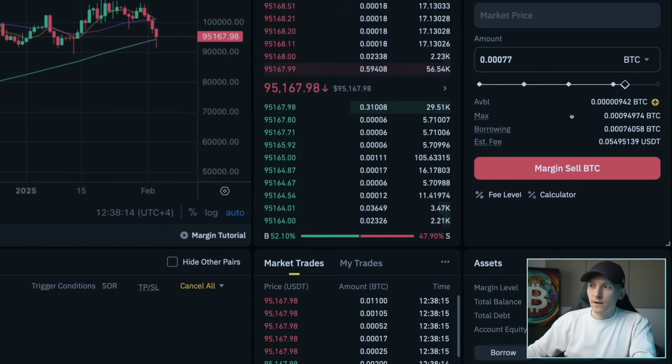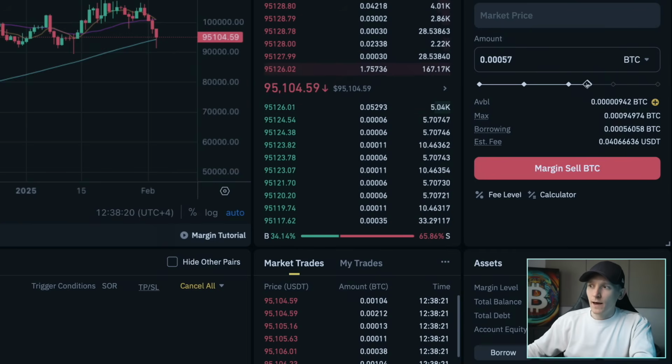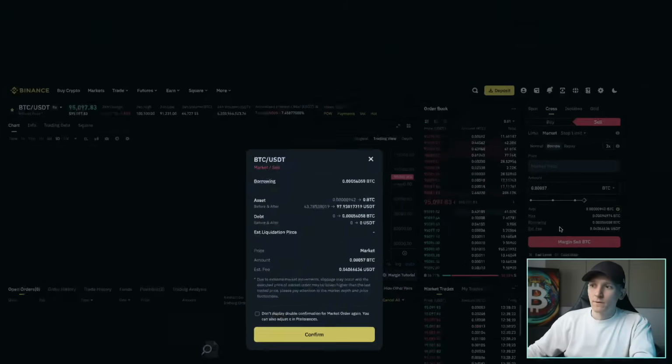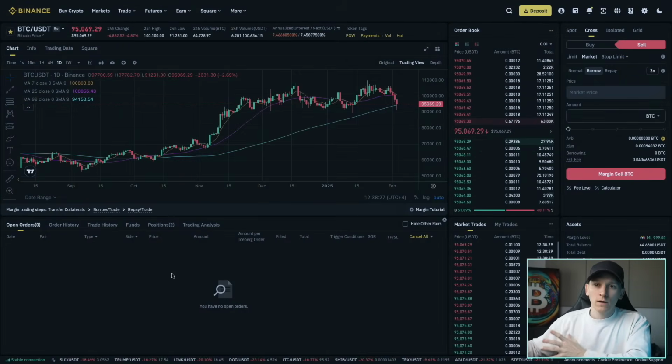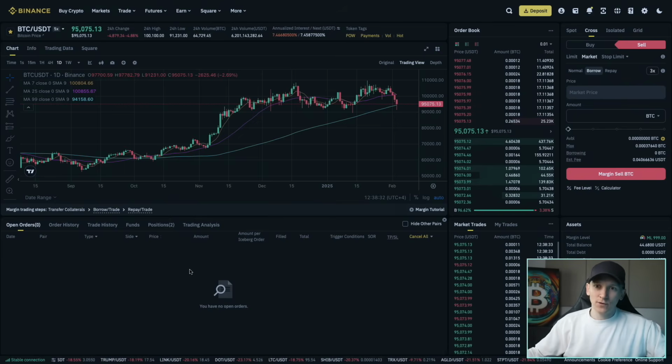So what we'll do here is borrow amount. You can see this. We're going to borrow this amount of Bitcoin. And we'll just choose a little bit less here. And we're going to press margin sell. Going to check those details and press confirm. Now, what you should have is a long USDT position now and a Bitcoin debt that we need to pay back.